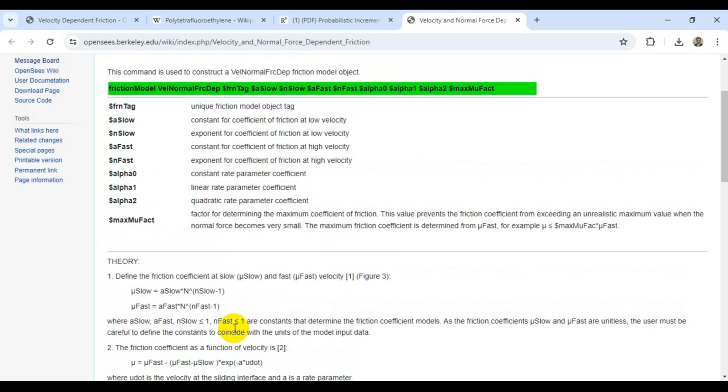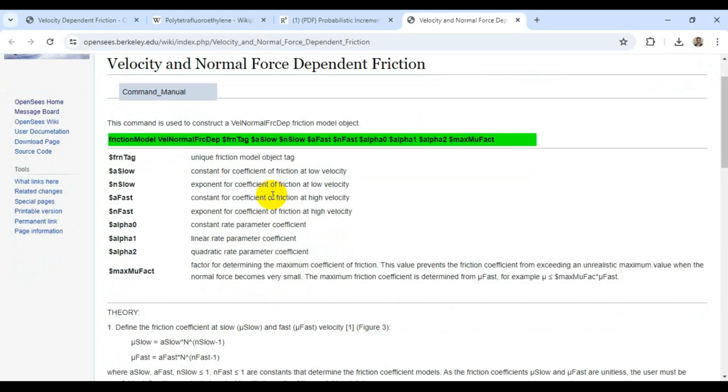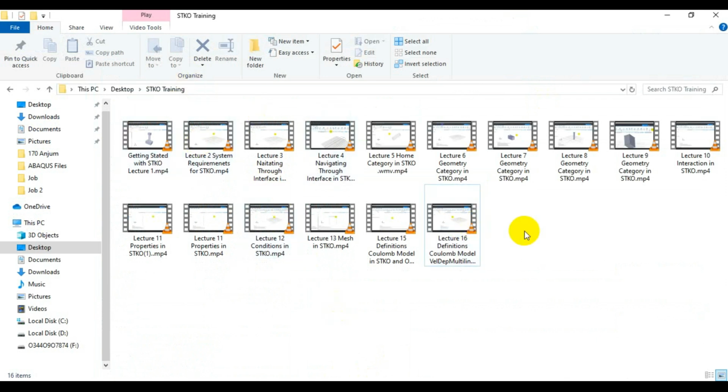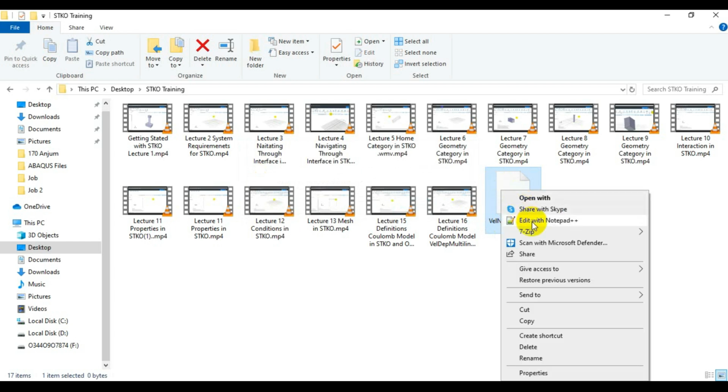So now, before going forward, let's discuss how you can write them in OpenSees. To do that, for example, I have this information file, and I will call it velocity normal friction definition file, and I will rename it with the file extension of tcl.